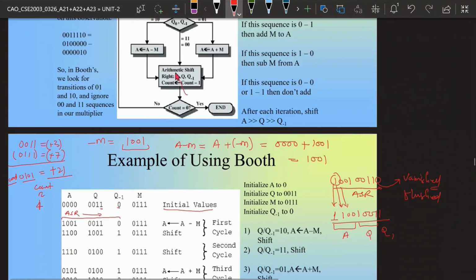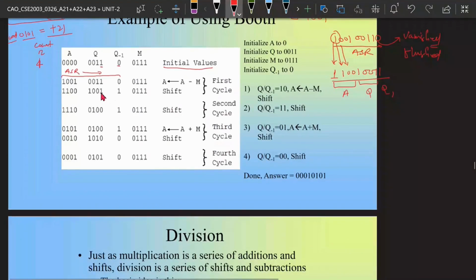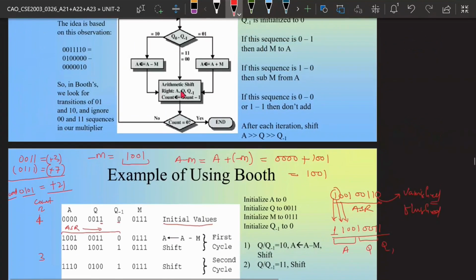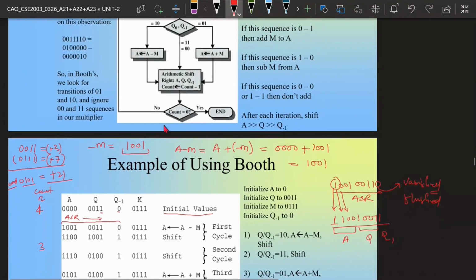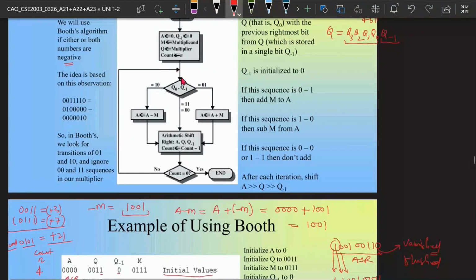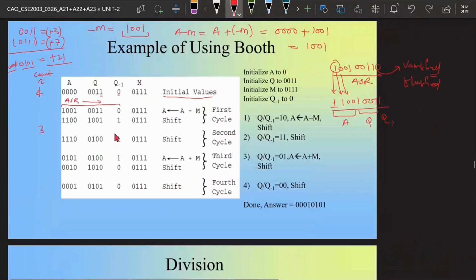After shifting, the next step is we need to reduce the count value. The count value is 4. So now after reduction, the count value is 3. After reducing by 1, once again we need to check the count value. Is it 0? But it is 3. If it is not 0, we should be moving again to check for Q0 and Q minus 1.